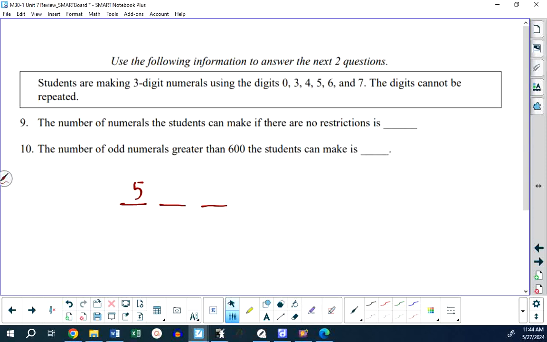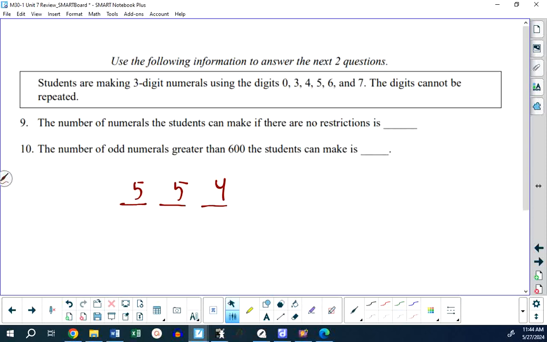But the bottom line is I've used one of the digits up. I still have 5 left. And then I'm down to 4. So 5 times 5 times 4 will give you 100. Does that make sense?